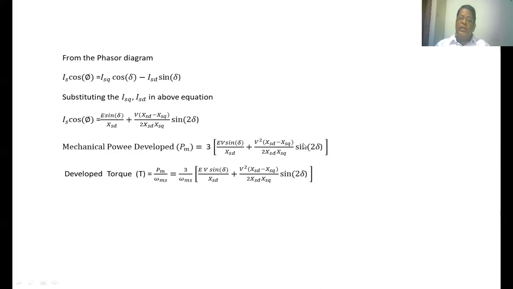Now divide this quantity by the angular velocity of the stator flux, which gives the torque developed in the motor. So finally we get 3 by omega ms into EV sin delta by XSD plus V square XSD minus XSQ by 2 XSD XSQ into sin 2 delta. This is the expression for the torque developed in a synchronous motor where the field winding is placed on the projected pole. There is a lot of difference between the torque developed in a synchronous motor with a cylindrical structure and a salient pole rotor. So thank you very much.